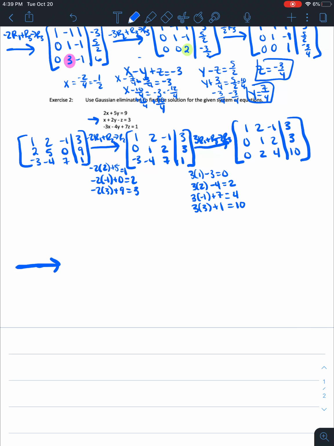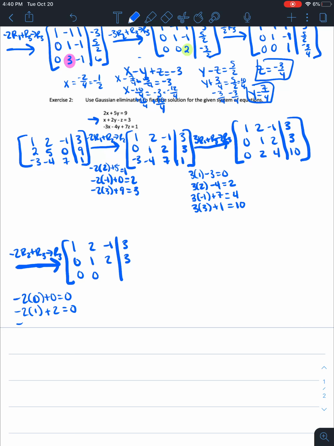Now I need to make that 2 a 0. So I'm going to do negative 2 times row 2, add that to row 3, and put it in row 3. Again, I'm not changing the first row or the second row. I have negative 2 times 0 plus 0 is 0. Negative 2 times 1 plus 2 is 0. Negative 2 times 2 plus 4 is negative 4 plus 4, which is 0 again. Then negative 2 times 3 plus 10 is negative 6 plus 10, which is 4.